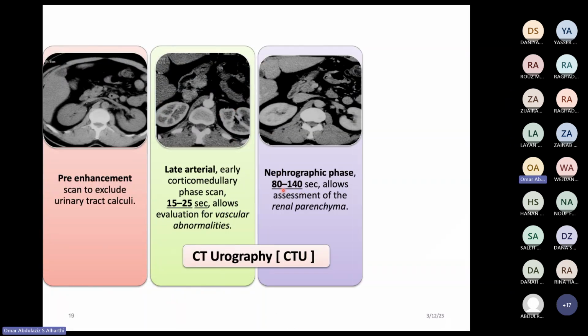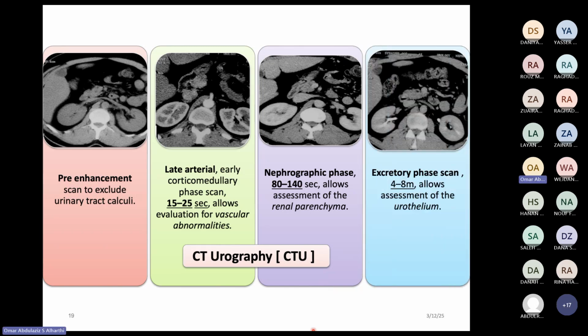And then about 2 minutes after the injection, we scan one more time. So this is the third scan. At the same time, we assess the parenchyma. This is called the nephrographic phase. And the last phase is done about 5 to 7 or 8 minutes after the contrast is excreted from the kidneys into the pelvis and ureters and bladder to assess the urothelium, okay? Because sometimes there are tumors and masses that develop in the urothelial system, all right? So this is CT urogram.